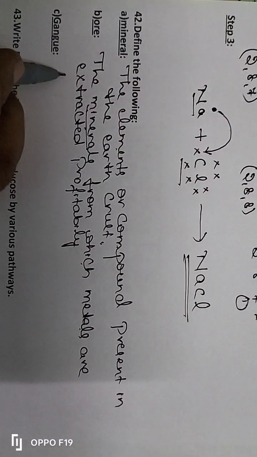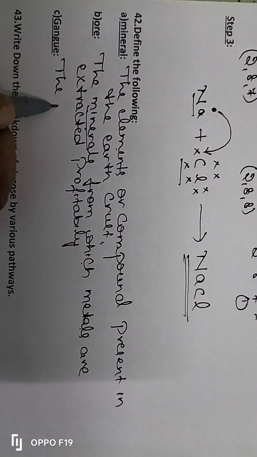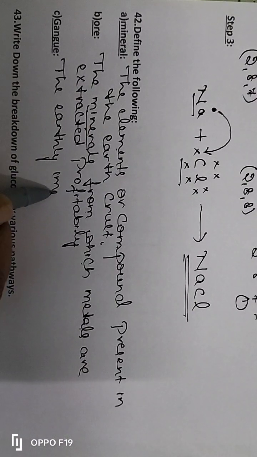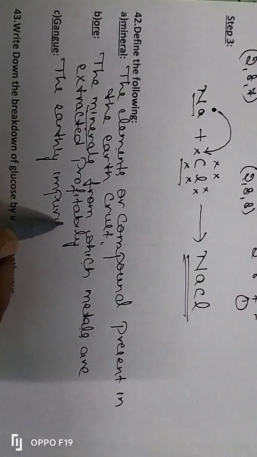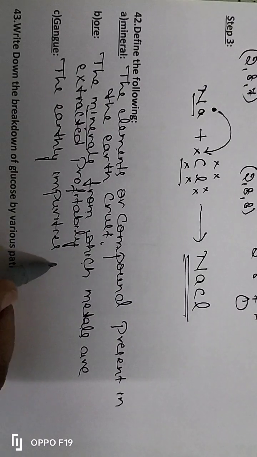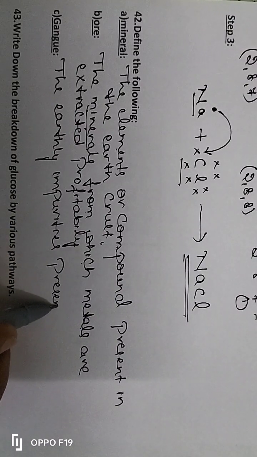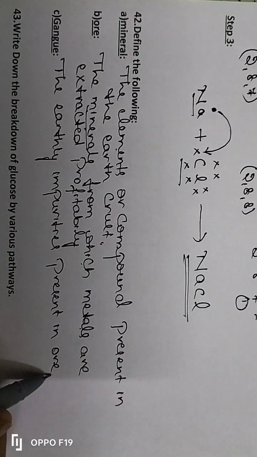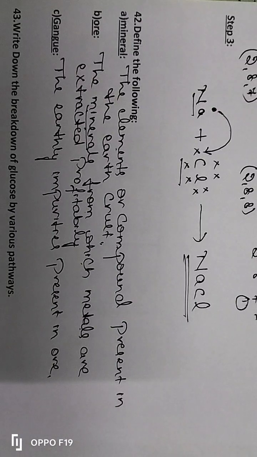Then what is ganj? The earthly impurities such as mud, the earthly impurities present in ore. The earthly impurities present in ore are called ganj. What is ganj? It is the earthly impurities.